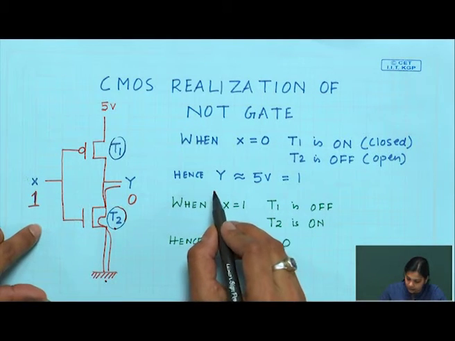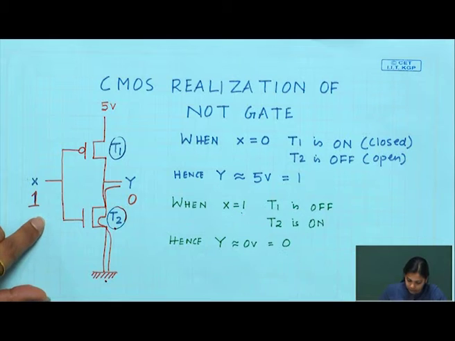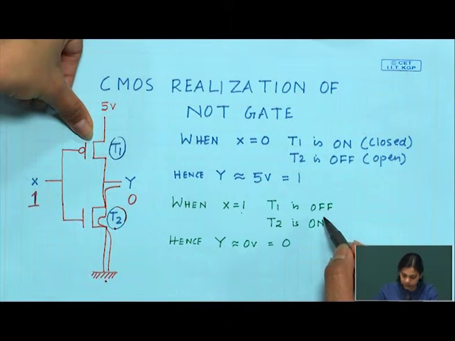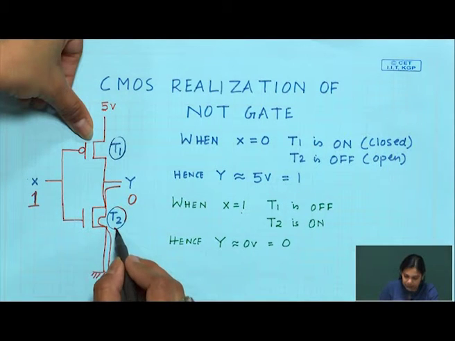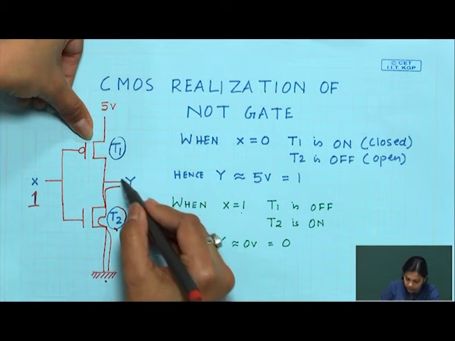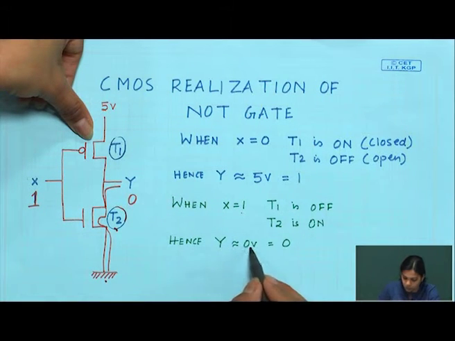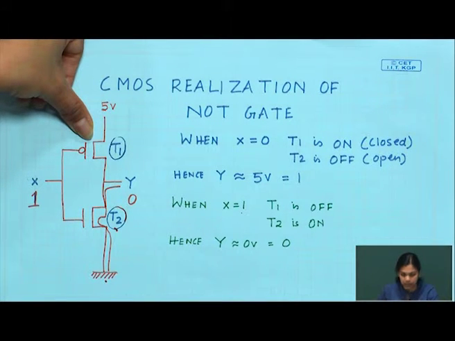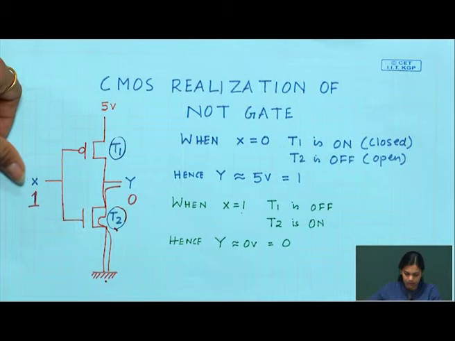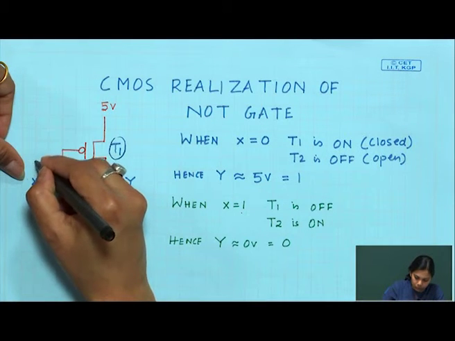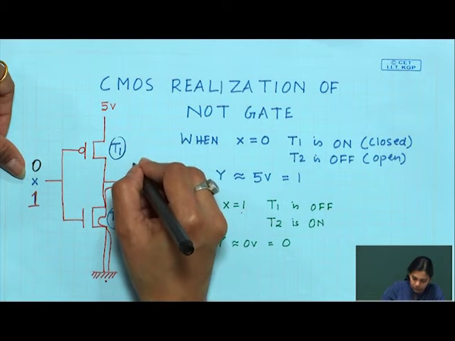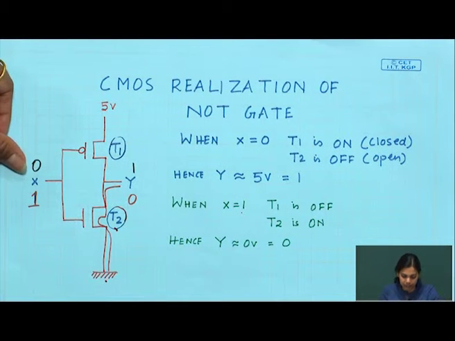So, when X equals 1, T1 is off and T2 is on. Hence, Y will have approximately a value of 0 volt, which is equivalent to 0. Now, let us take X as 0. If X is 0, I must get the output as 1. Let us see whether we will get it or not.